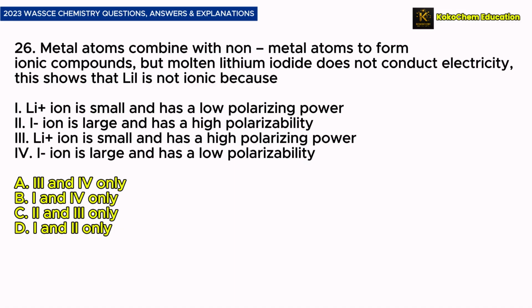The correct answer is C. II and III only. Explanation. This question is trying to make you think about a concept called covalent character in ionic bonds. Hence lithium ion is small, which means high polarizing power. Iodide ion is large, which means high polarizability. Therefore, the bond becomes more like a covalent bond.